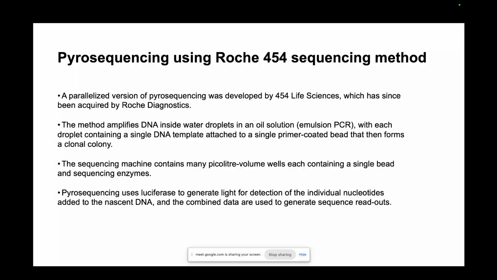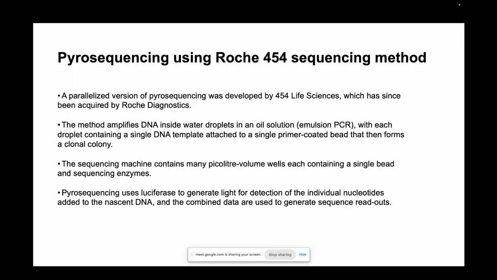Now, if you parallelize that pyrosequencing technique in a single plate through different flow cells, you'll increase the throughput of the technique. So the parallelized version of pyrosequencing was developed by 454 Life Sciences, and later acquired by Roche Diagnostics. So right now, pyrosequencing is under the license of Roche Diagnostics. The basic idea is what we discussed in the last session as well.